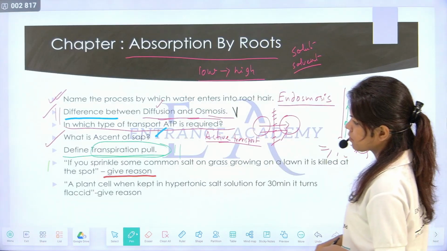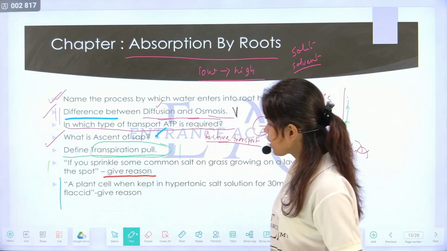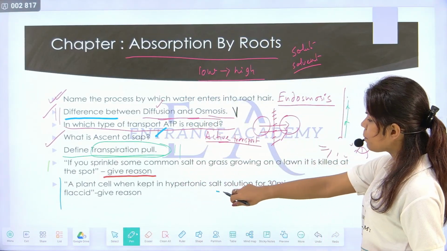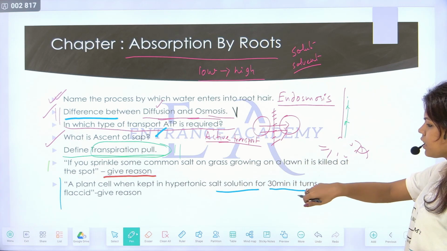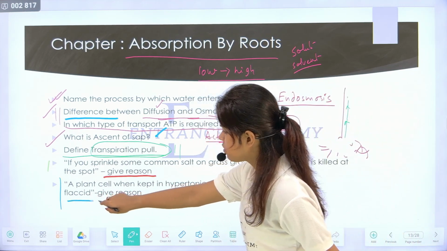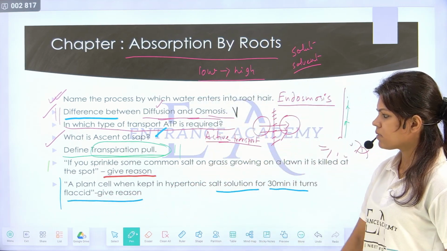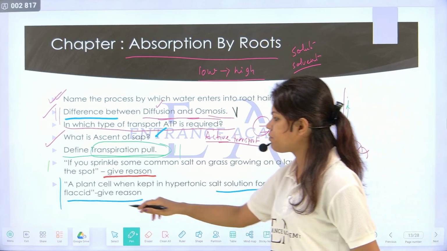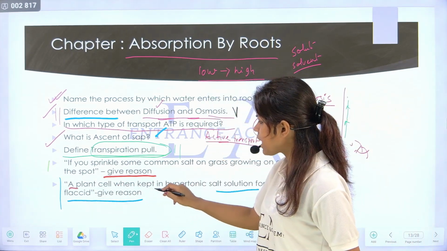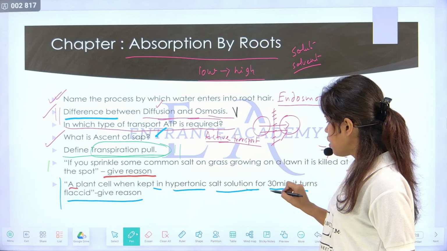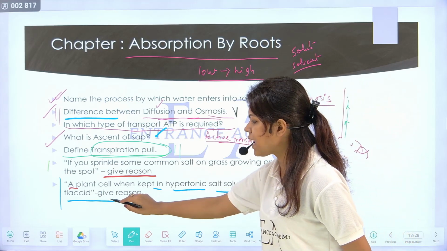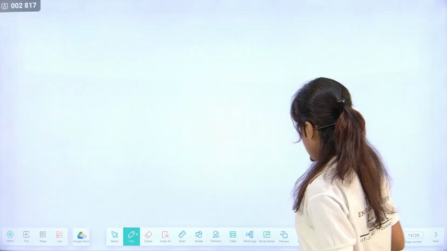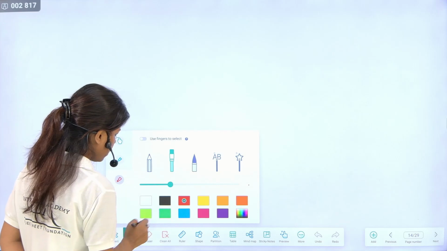Next, a plant cell, when kept in hypertonic solution for 30 minutes, turns flaccid. Give reason. Same theory, just the application is different. A plant cell, when kept in hypertonic solution for 30 minutes, turns flaccid. Give reason. Just remember one thing, it's very simple.